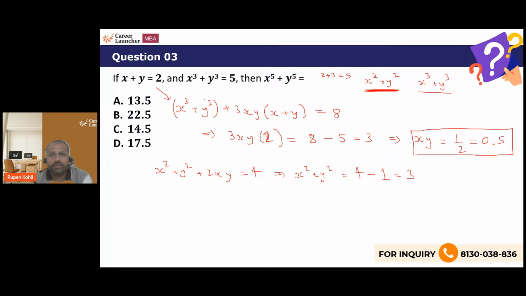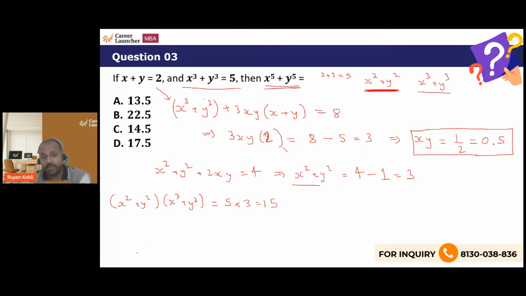So these two results, x cube plus y cube and now x squared plus y squared, now I can use them together. So let's multiply them, because then I'll be able to reach the higher powers, right? Multiplying the two equations, x squared plus y squared into x cube plus y cube, which equals now 5 into 3, 15, right?